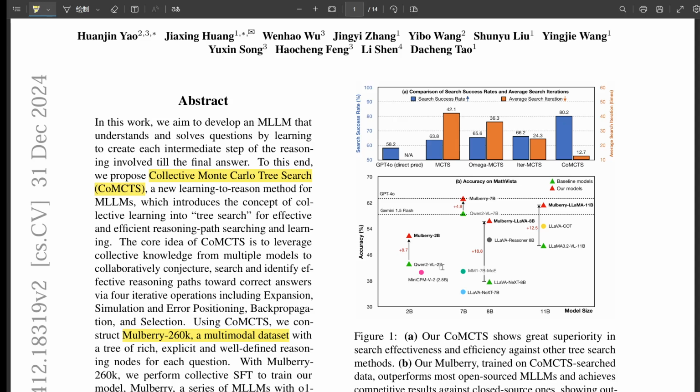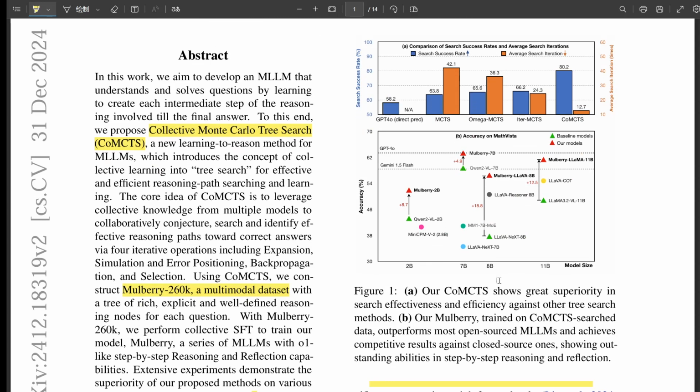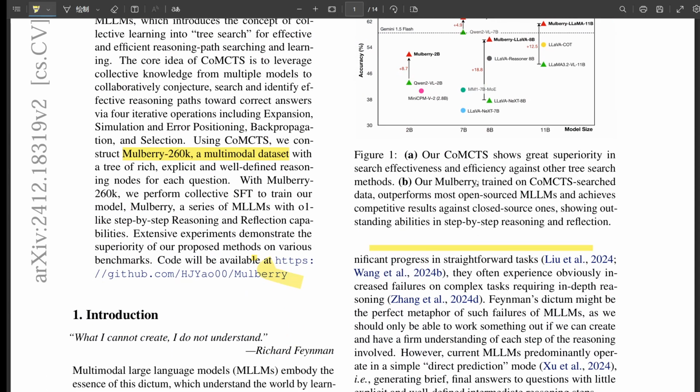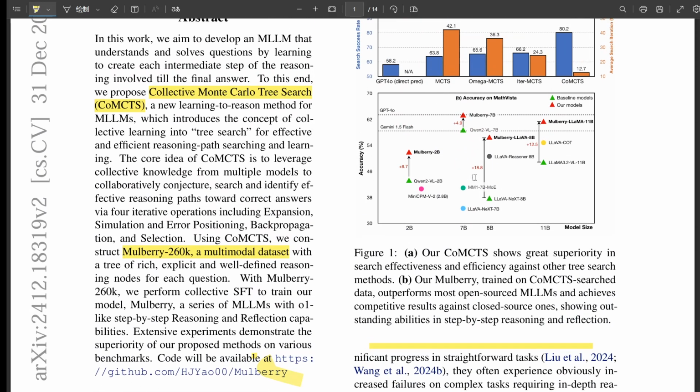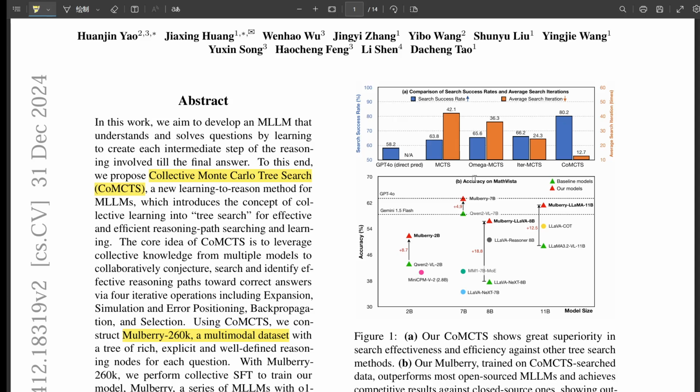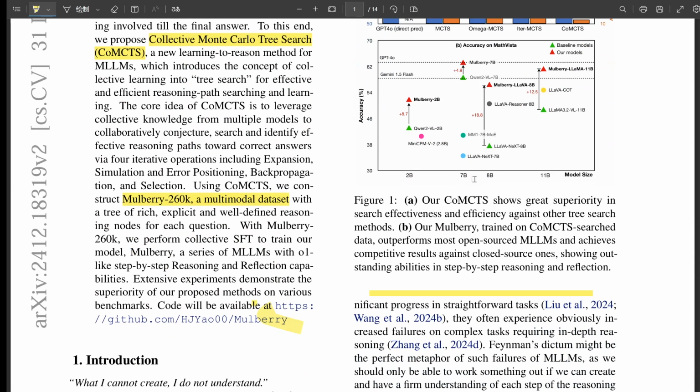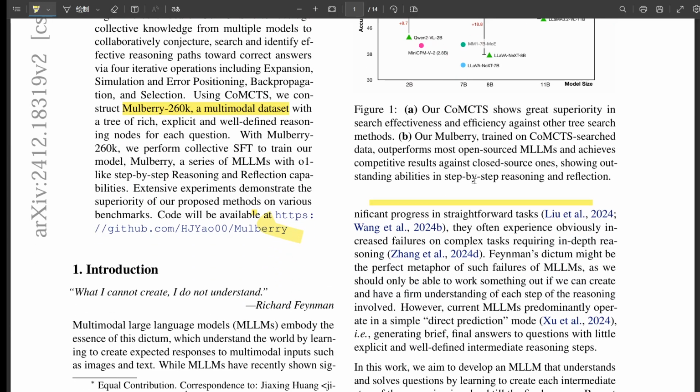So imagine a team of MLLMs all working together to solve a problem, each bringing their own strengths and perspectives. That's essentially what CoMCTS does. It uses the power of multiple models to explore a wider range of possibilities. So instead of just one AI trying to go it alone, it's like a whole team, like a brain trust.